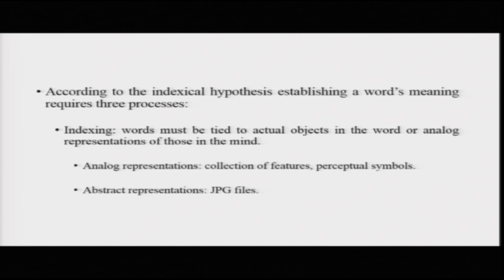Say for example, cat, bat, rat, dog, etc. should have an actual representation in the world, that this is the object that this word stands for, something like that. Or it could be an abstract representation. I could be talking about this particular image, so triangle or anything for that matter. The other important process in this indexical hypothesis, so one was indexing, the other is affordances.